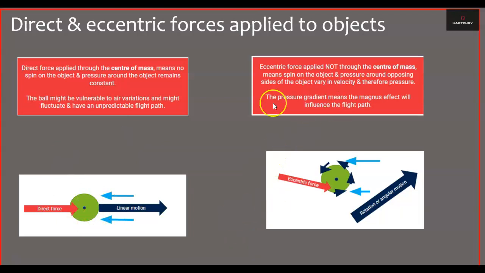So if we think about this here, eccentric force is applied not through the centre of mass. So if we spin an object, the pressure around opposing sides of the object varies in velocity and pressure. So the pressure gradient means the Magnus effect will influence the flight path. So if we can spin the ball in a free kick, that eccentric force causes a rotation, but also increases pressure in all the areas to create that lift. And hopefully the ball will travel in the flight path that we're aiming for it to travel in.